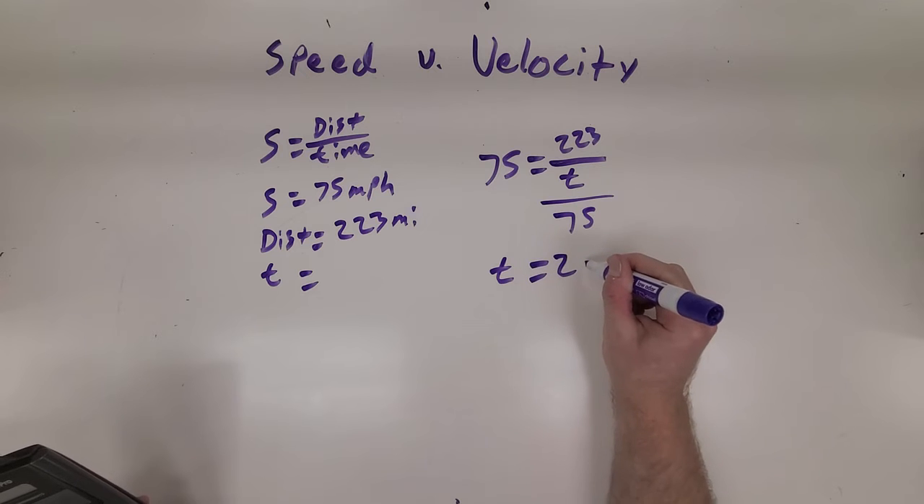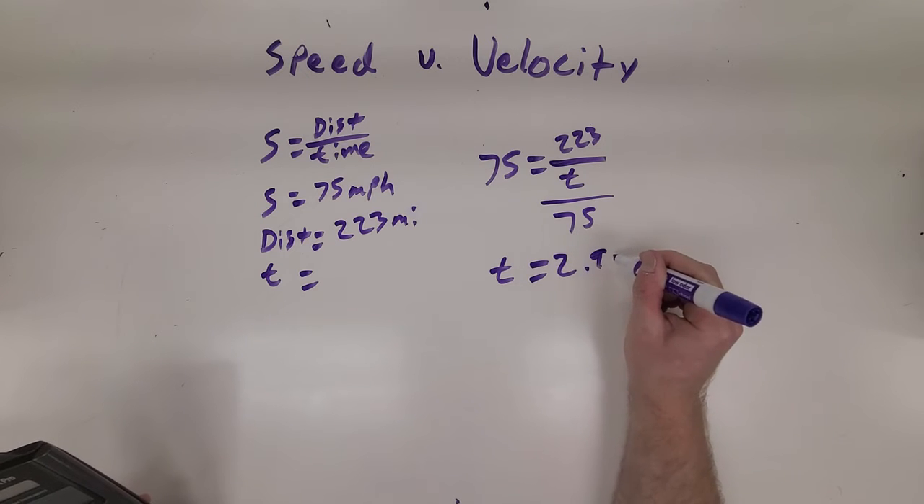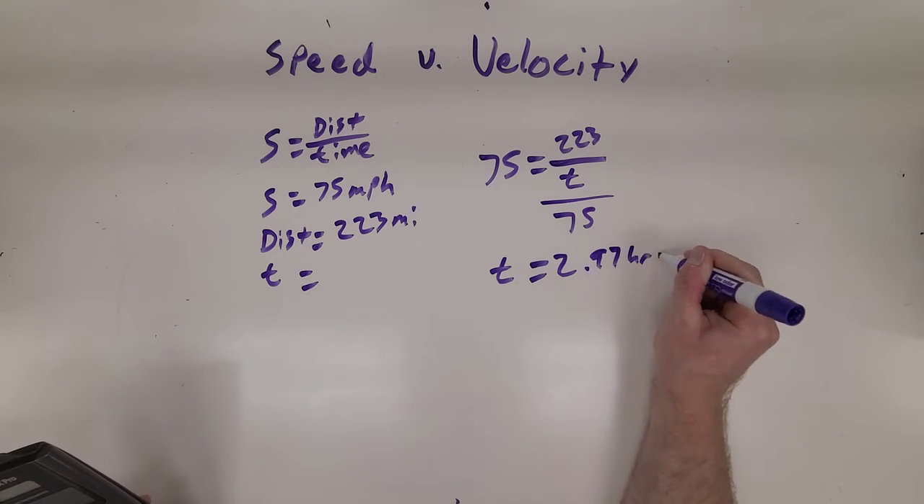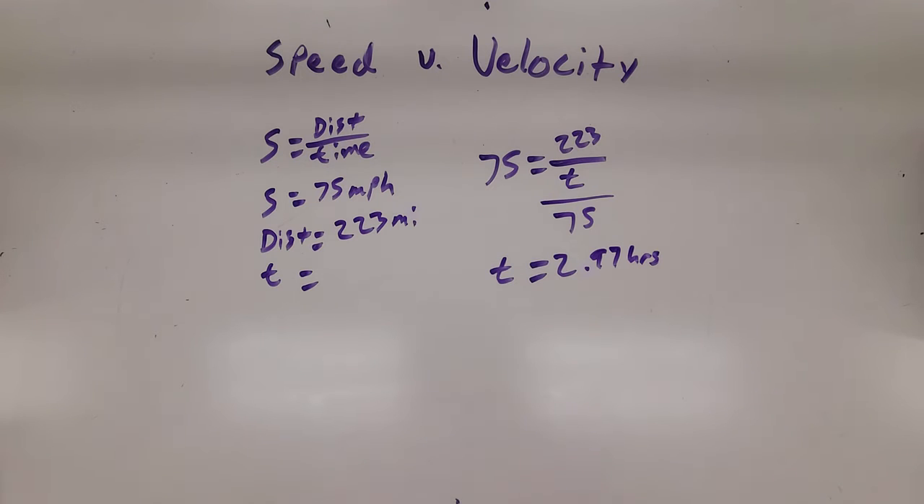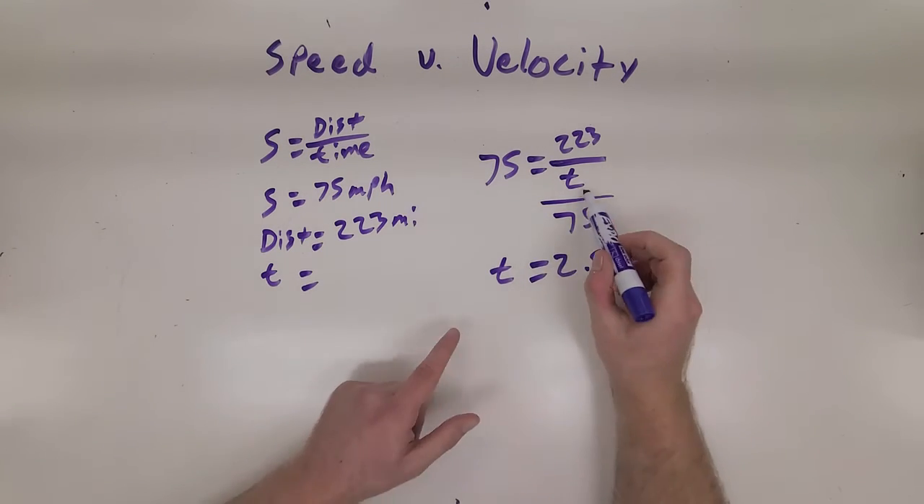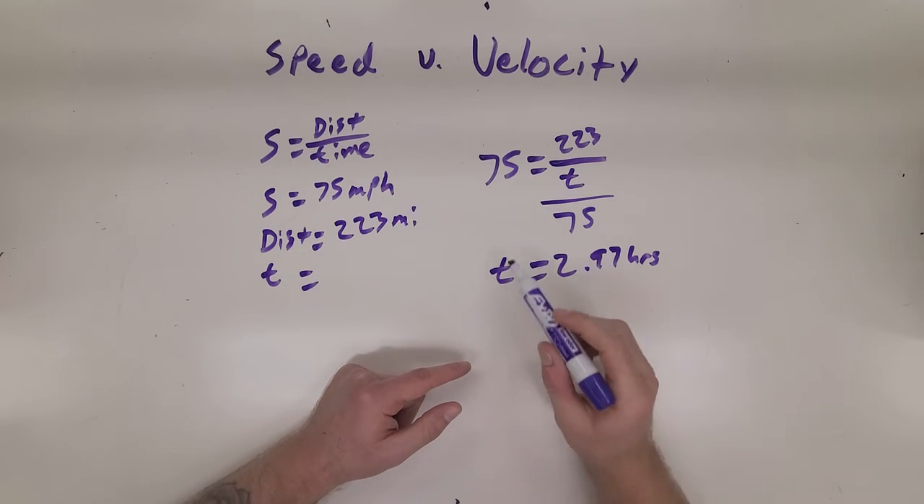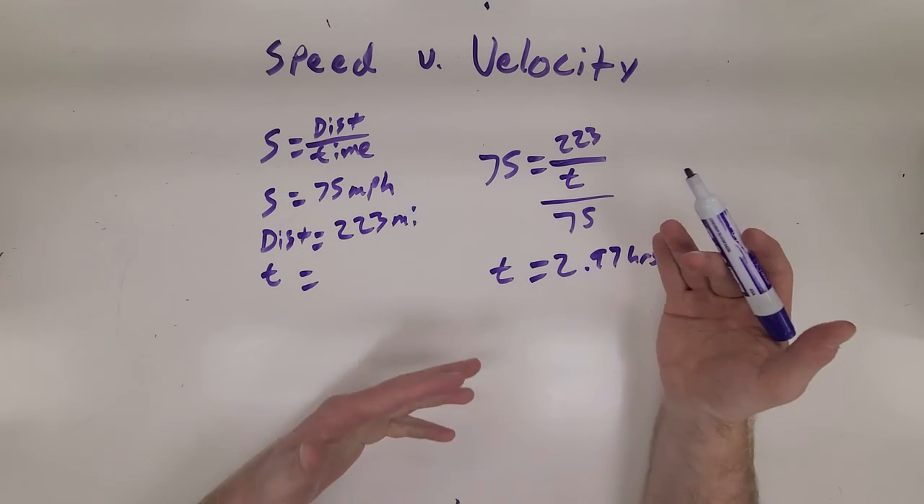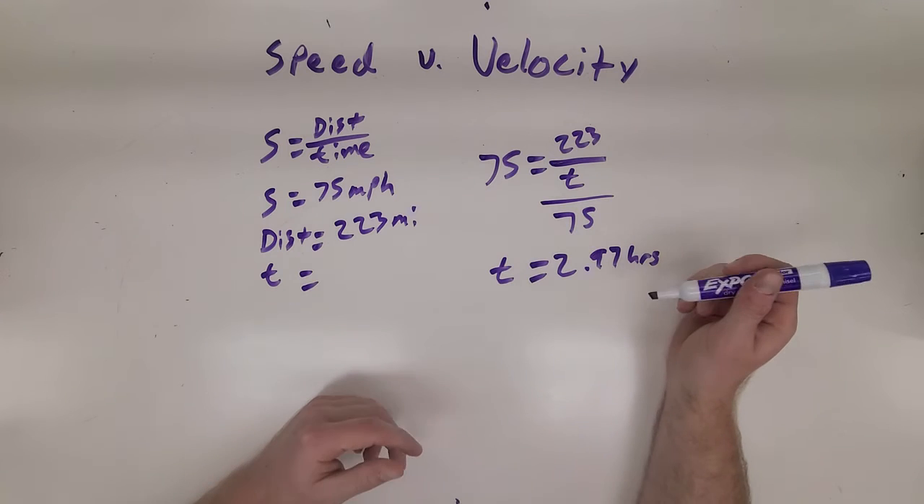And that would get you 2.97 hours. The way I was always taught is you got to get the T by itself, but how did the T get over here? And if we put this over here, why does that work? And there's some math involved there.